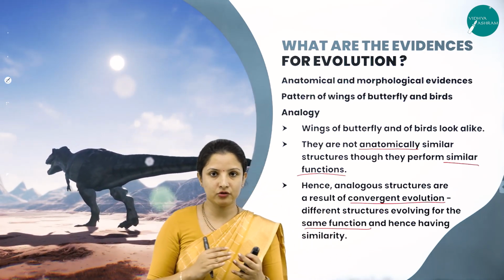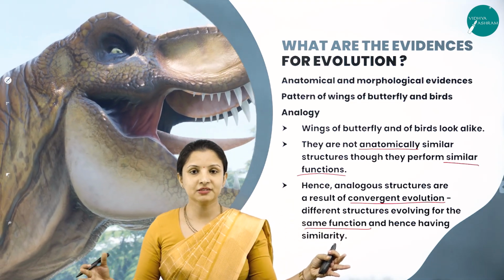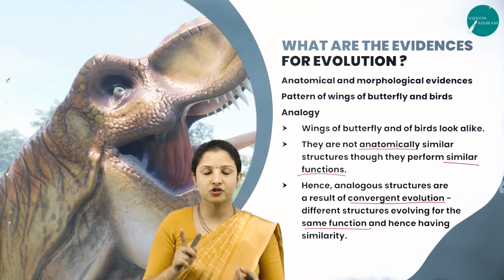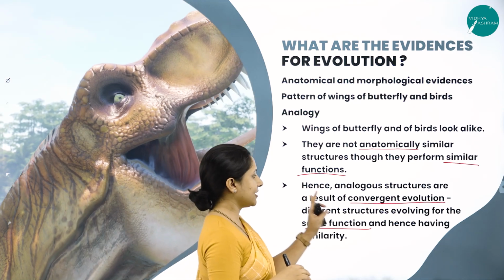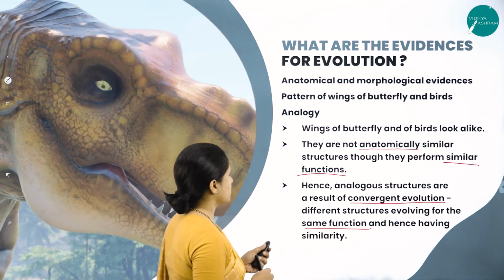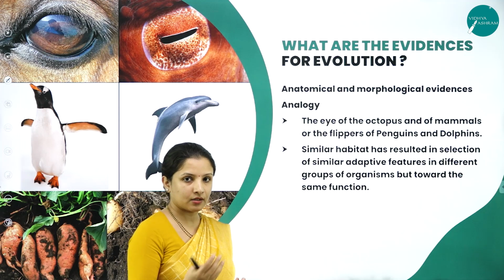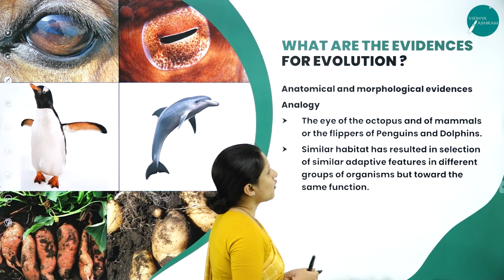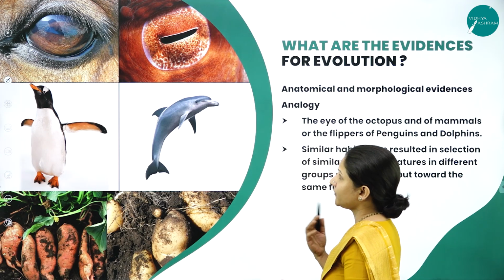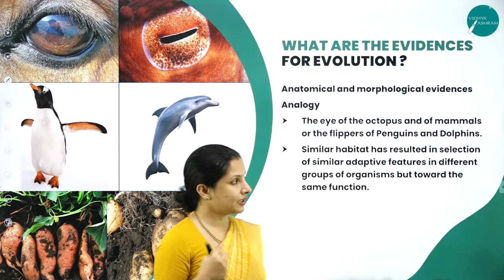For convergent evolution, different organisms have similar structures, and that structure performs the same function though they are anatomically different. So that is where we have taken analogous organs as the example for convergent evolution. Talking about different examples to prove convergent evolution, there is the eye of the octopus and mammals. If you look at them, their function is similar, that is to see, but anatomically they are quite different.